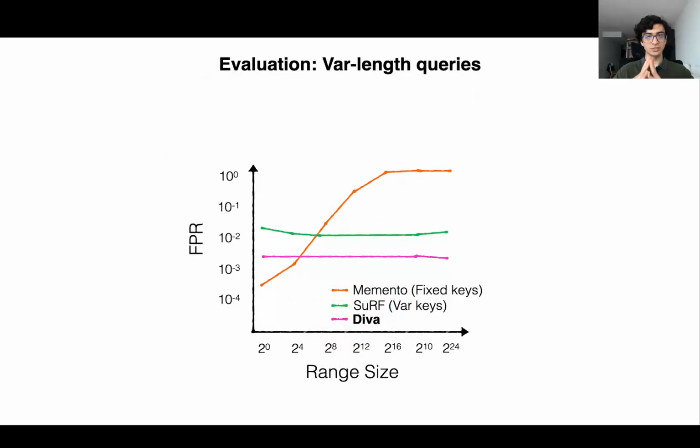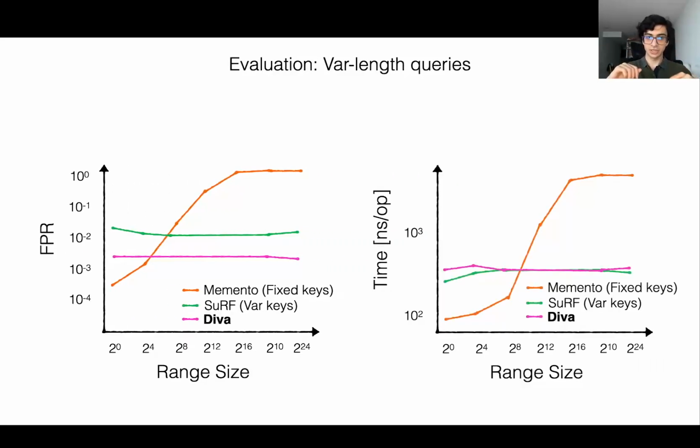Okay, let's also briefly talk about the evaluation as well. Here I'm comparing Diva to Surf, which is the only other range filter that supports variable length keys, and Memento, which is the only other range filter that supports dynamic updates. Here I'm considering an integer dataset, and I'm varying the range query size on the x-axis, and I'm showing you the false positive rate that we're measuring on the y-axis. As shown, Diva attains a stable false positive rate that's better than the other baselines by multiple orders of magnitude.